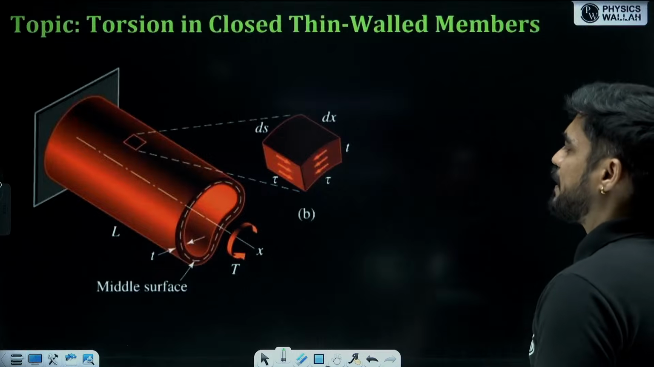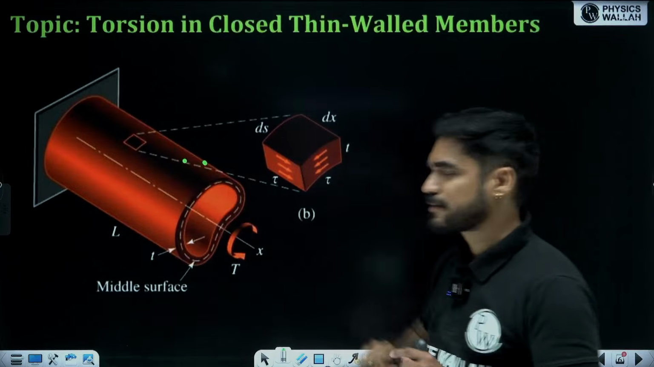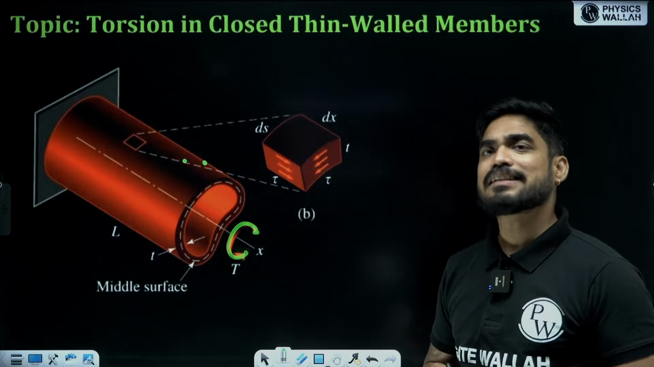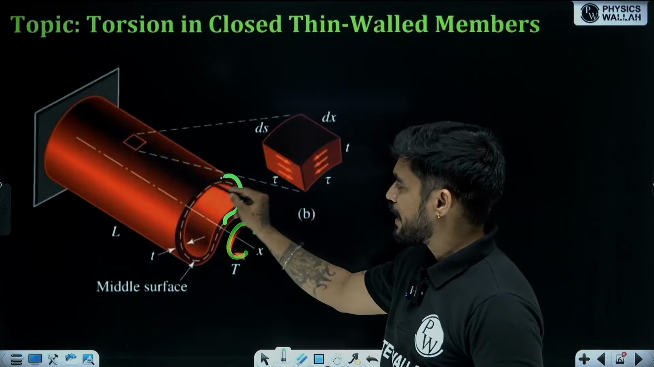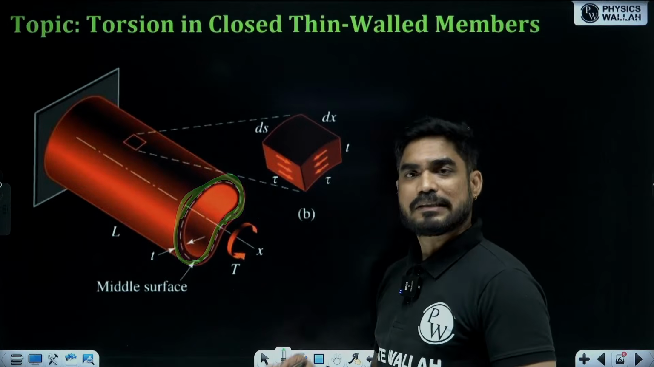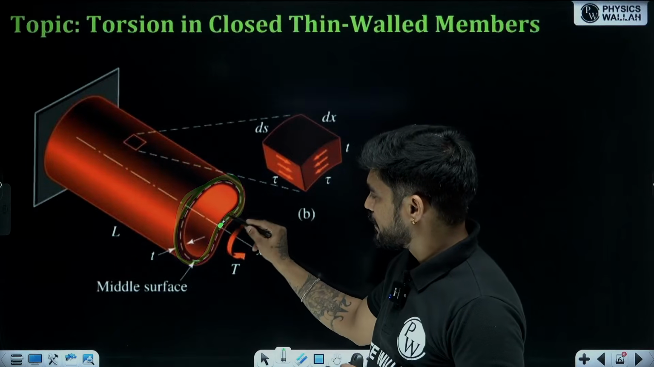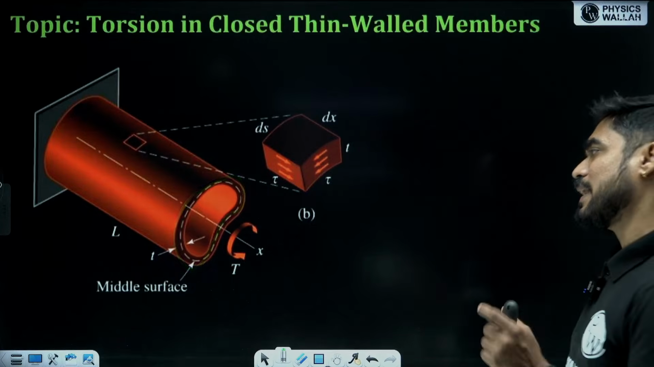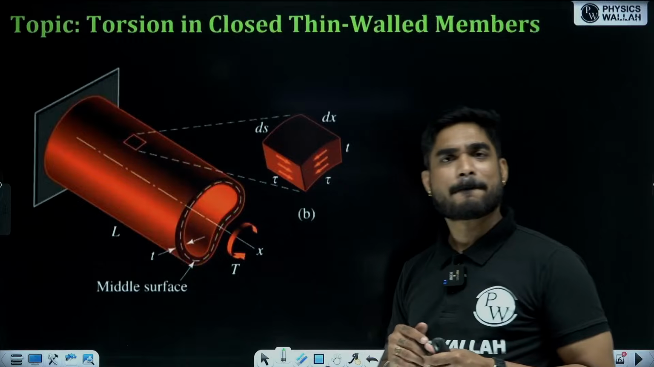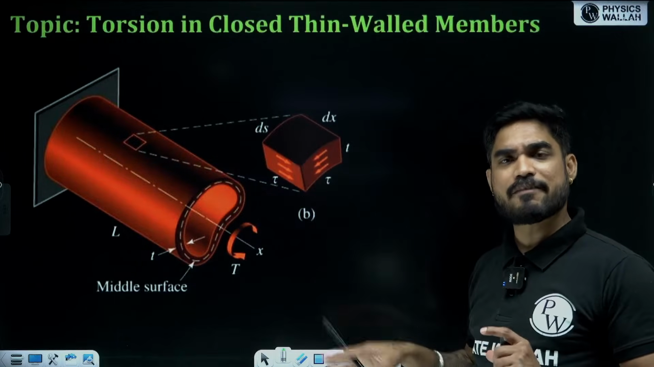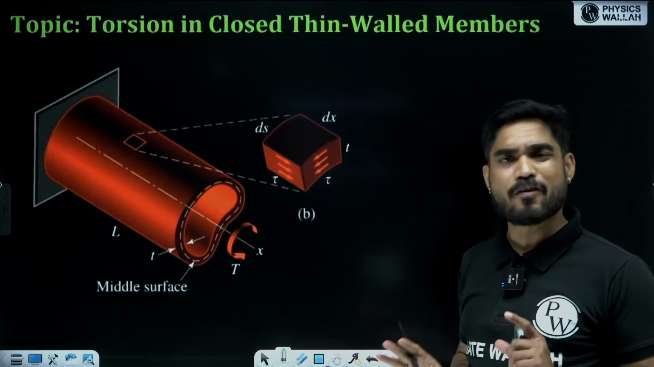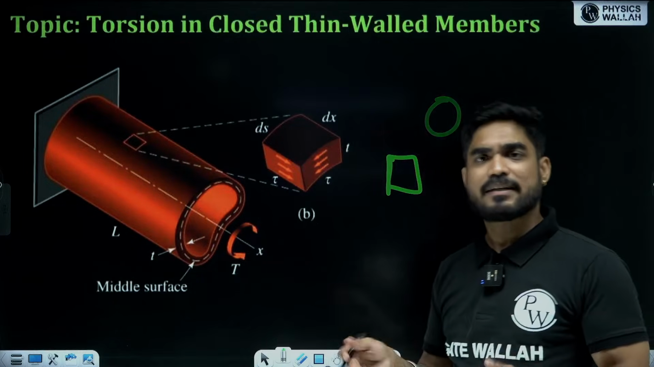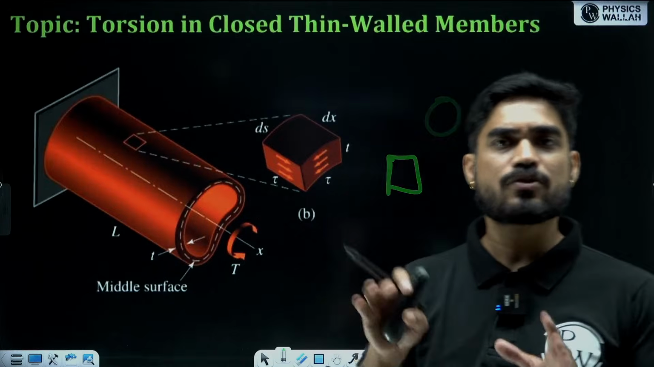So let's say we have a shaft like this. It is subjected to some twisting moment, and the cross section you can see is thin walled. It's an irregular shape. It is not completely circular or rectangular. I am considering a general section, because whatever equation we derive, you can apply to any type of section, be it rectangular or circular. Whatever the shape of the section is, we can use the same formula.